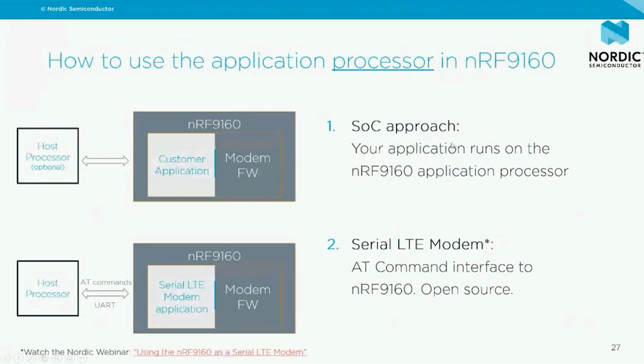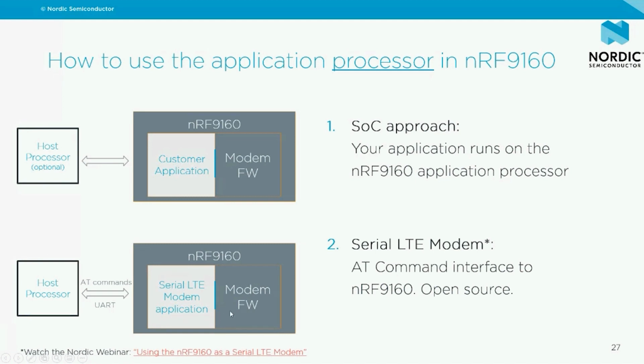In addition to running your own application on the 9160, we also have the ability to use the 9160 as a traditional serial LTE modem. And there could be several reasons for that. Could be time to market. You don't have time to move your host application into the 9160. Or maybe you need a really powerful host because you have a lot of memory and a lot of heavy protocols on the side that you need to support, and you can't fit everything inside the 9160.